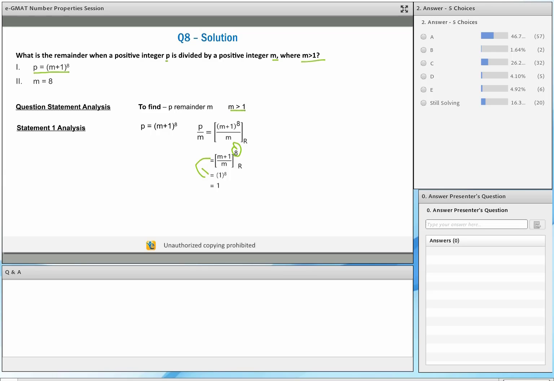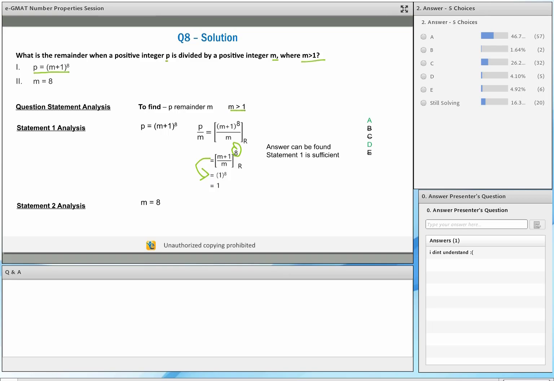So this is essentially translating. You're not doing any calculation. In your mind, you're thinking, what is the remainder when I divide m plus 1 by m? Regardless of what the value of m is, the remainder is always going to be 1, right? And that's what you get, 1 to the power 8, which means that the remainder is 1. Okay, which means that statement 1 is sufficient. So choices B, C, and E have been eliminated.